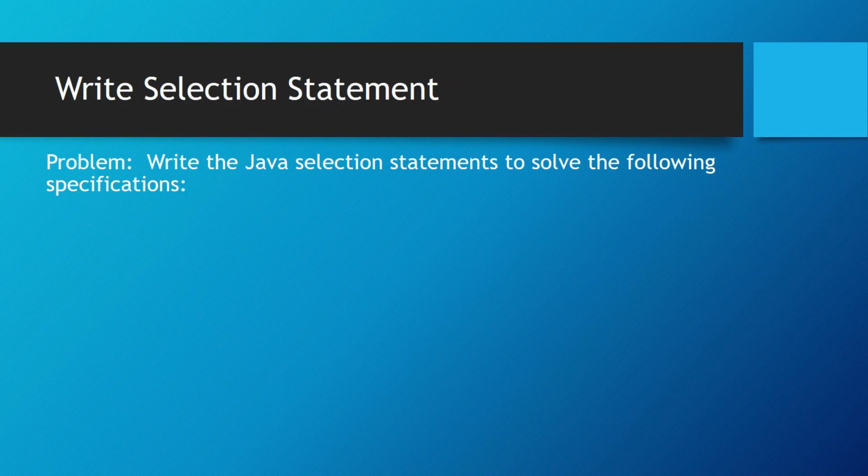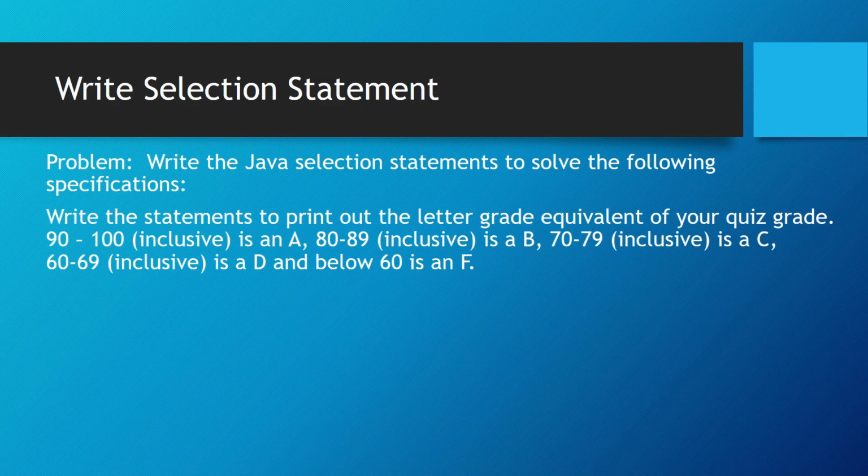Here is another worked example. Write the statements to print out the letter grade equivalent of your quiz grade. 90 through 100 inclusive is an A. 80 through 89 is a B. 70 through 79 is a C. 60 through 69 is a D. And below 60 is an F.